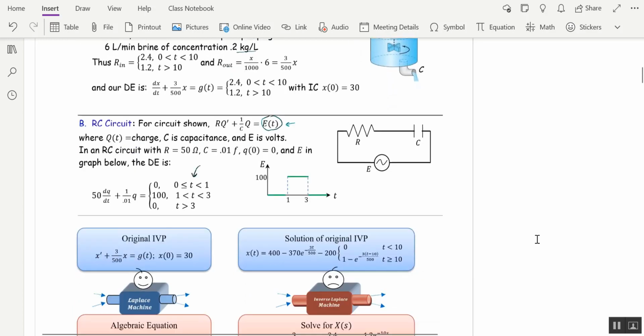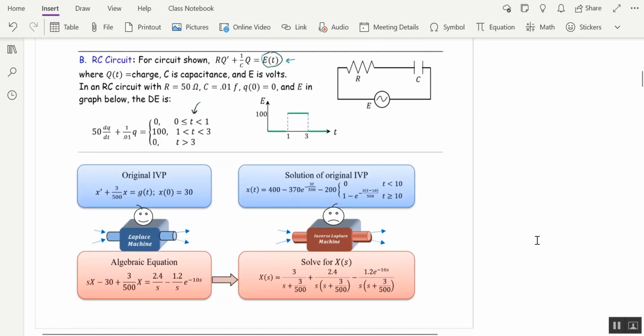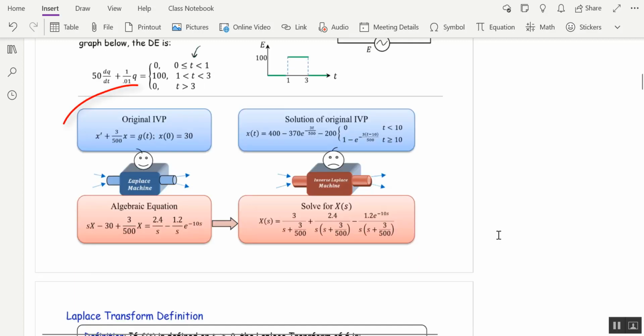And so here's an image of how it works. And for my image, I've used the mixing example. Okay, so we start with an initial value problem that involves little x and t. So our goal is to solve for little x of t. We want to solve that initial value problem.